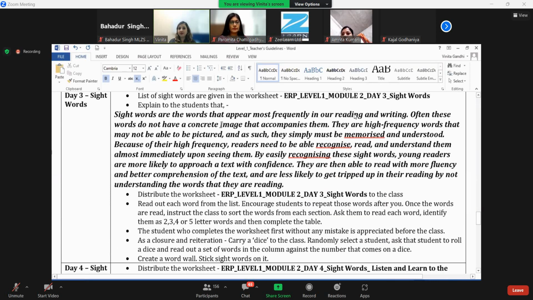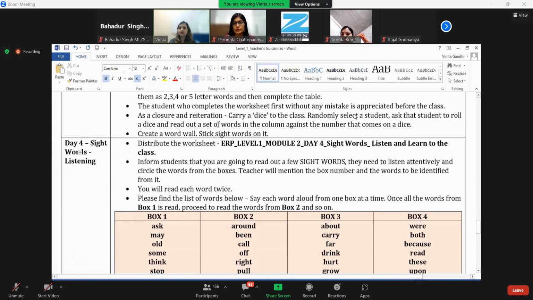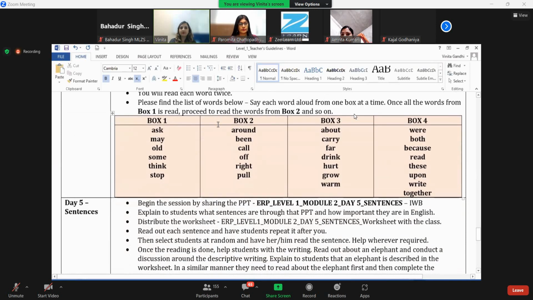What is a sight word? I've given an example, a definition, and an explanation of what a sight word is. And then there is a worksheet based on that. There are certain PowerPoint presentations. Then there's a game.